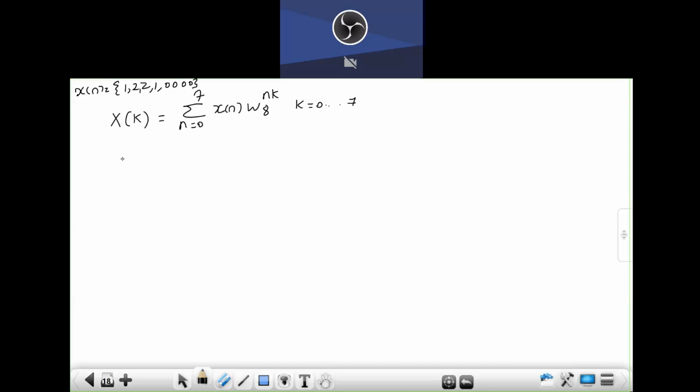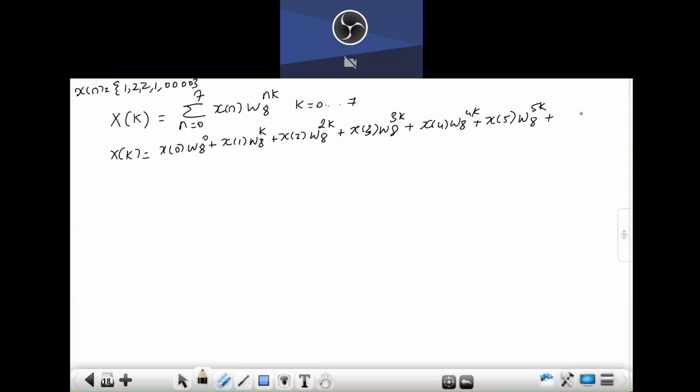So what do I get? X of k is equal to x of 0, W8 power 0, plus x of 1, W8 power k, plus x of 2, W8 power 2k, plus x of 3, W8 power 3k, plus x of 4, W8 power 4k, plus x of 5, W8 power 5k, plus x of 6, W8 power 6k, plus x of 7, W8 power 7k. You can write the expression directly also, but for the first few problems, let me not skip these steps; you write it completely. Okay, this is the expression you have got.